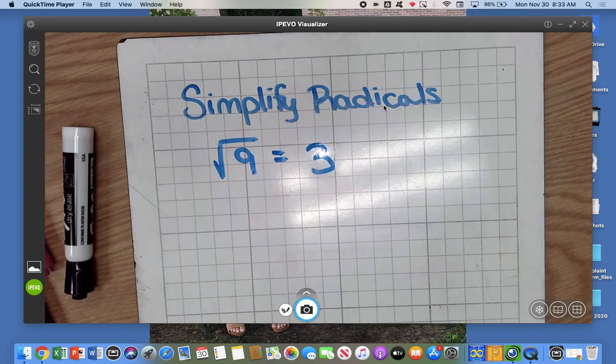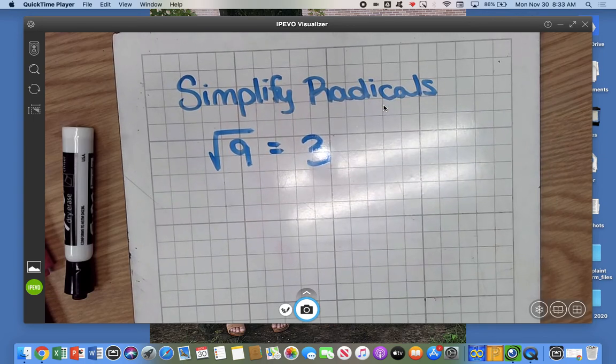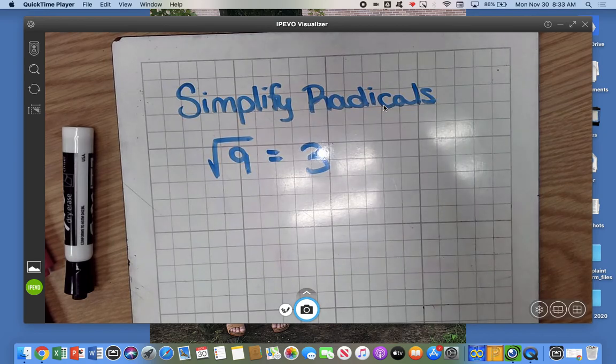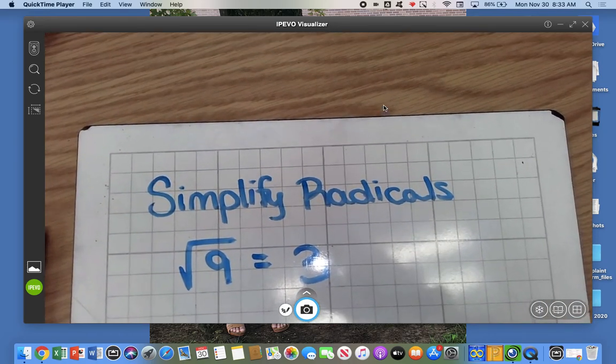Because 3 times 3 is 9. All right, because 3 times 3 is 9. We want to find a number times itself that equals a certain number. So in this case, 3 times 3 is 9, so the square root of 9 is 3.